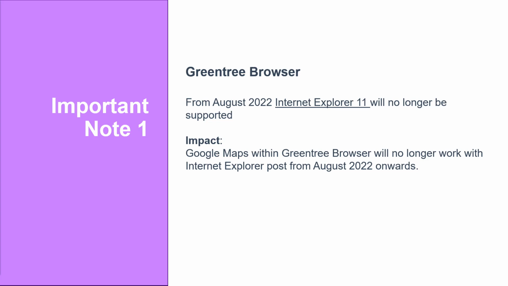In August 2020, Microsoft began retiring Internet Explorer. As a result, Greentree no longer supports the use of Greentree Browser with Internet Explorer 11. If you use Greentree Browser with Internet Explorer 11, you must start using a supported Internet browser before August 2022. The Google Maps used in Greentree Browser will no longer work in Internet Explorer after August 2022. In Greentree Browser, this affects the organization and contact forms.